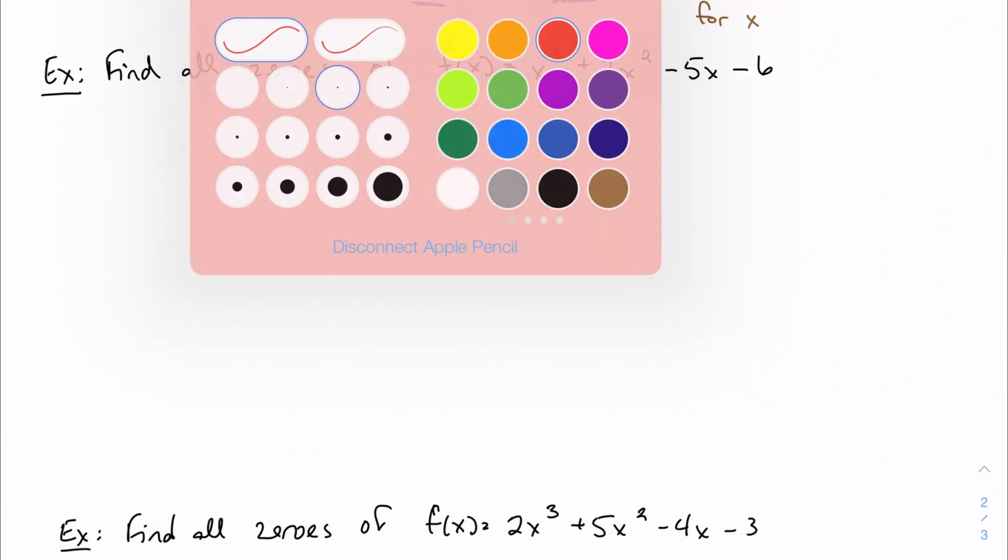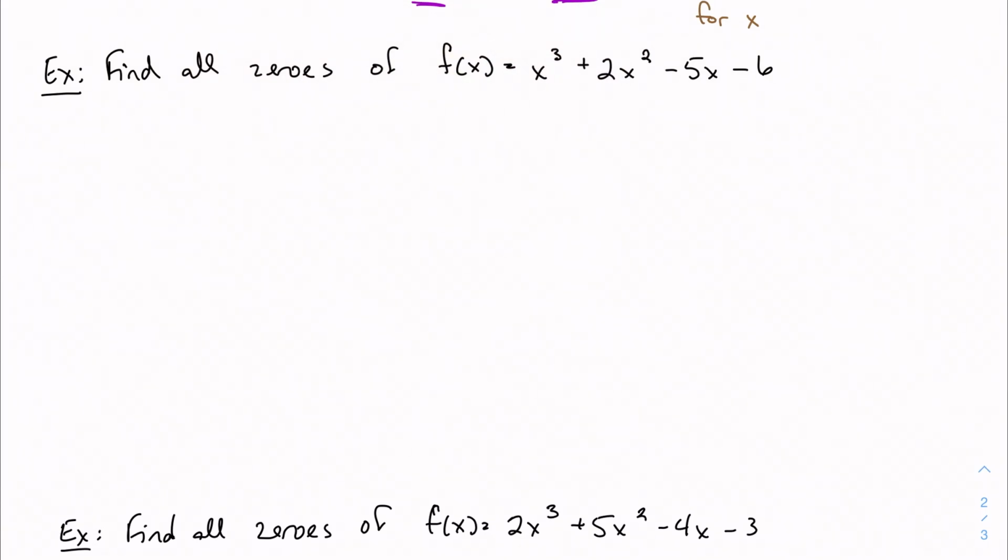So I'll keep the color scheme kind of the same. Find all zeros of this polynomial here, x cubed plus 2x squared minus 5x minus 6. So of course my first step was to apply the rational zero test, which means I need a p and a q. So p, factors of my constant. Here is my constant. So my factors of 6 are 1, 2, 3, and 6. And then, of course, my leading coefficient would normally be right here. And in this case, my leading coefficient is 1, so the factors of 1 are just 1.